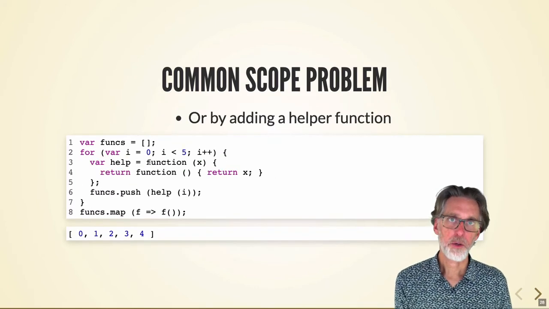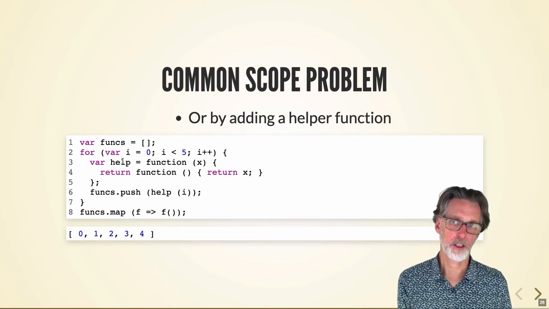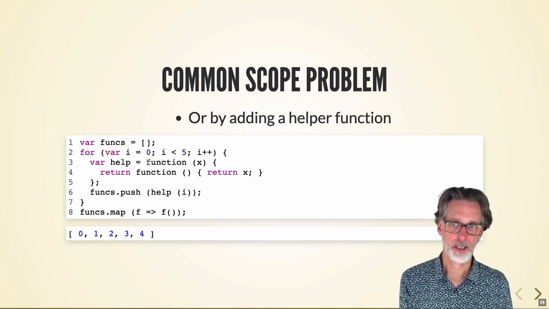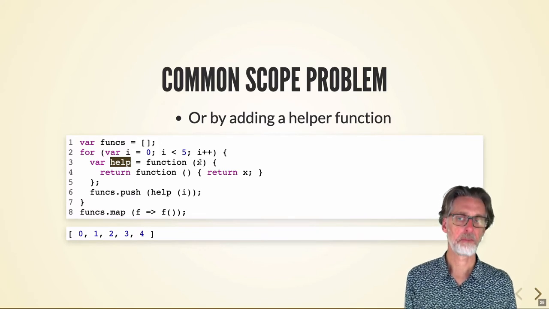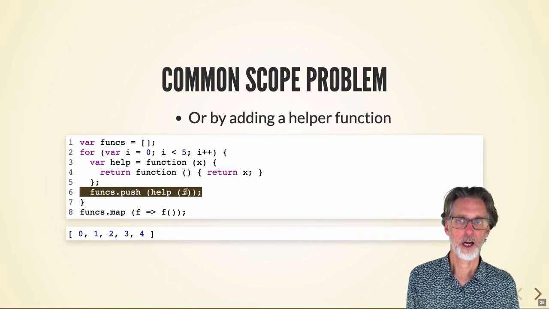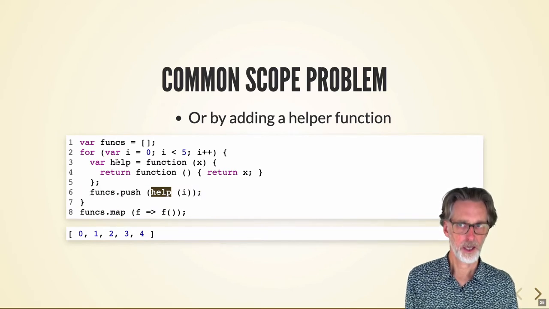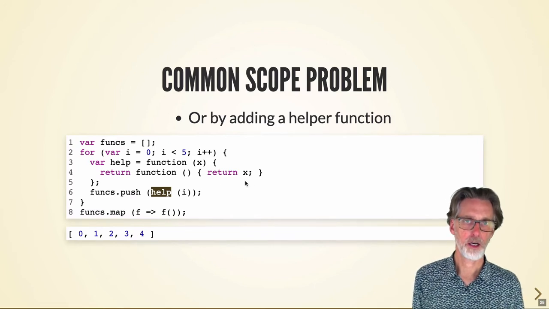Of course, I did that with an anonymous function. You could also use an explicitly named function. Here I've done that by taking the anonymous function and saving it in a variable. You could also just write function help is x, does the same thing. And then here in the push operation, I'm actually going to invoke this separate function here that has a copy of x.